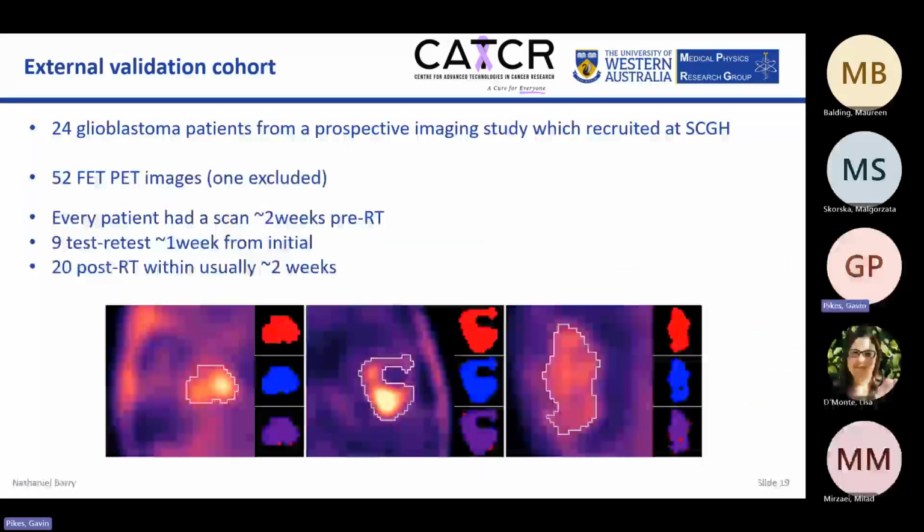And so we looked to see what data we had locally outside of the FIG trial, and the external validation cohort that I used was a data set that I used in my master's, which consisted of 24 glioblastoma patients from a previous prospective imaging study that was conducted here at Charles Gairdner. This included a total of 52 PET images, and every patient had a scan around about 2 weeks prior to the radiotherapy. 9 of these patients had another retest scan 1 week after that, and then 20 patients had a post-radiotherapy scan.